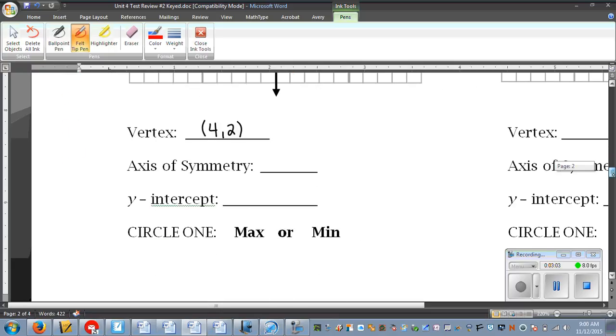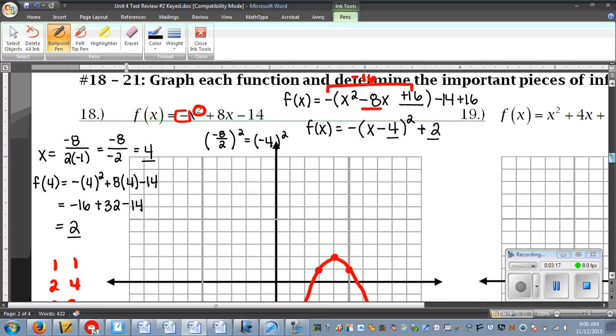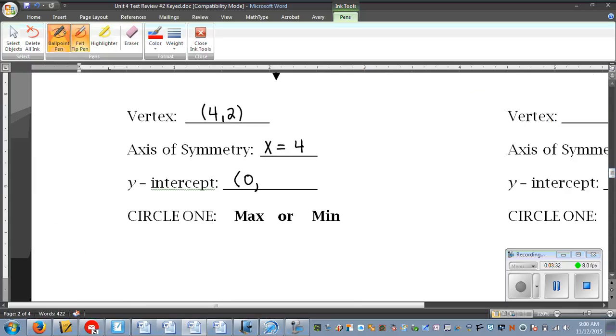When I go down to the bottom, the axis of symmetry is a vertical line, so it's always x equals, and it goes through the vertex, so the x-coordinate is 4. I can't see the y-intercept on the graph, but I know in a y-intercept the x-coordinate is 0. So if I go substitute 0 into my equation up here, I get 0 plus 0 minus 14, and I will end up with the constant as my y-intercept.